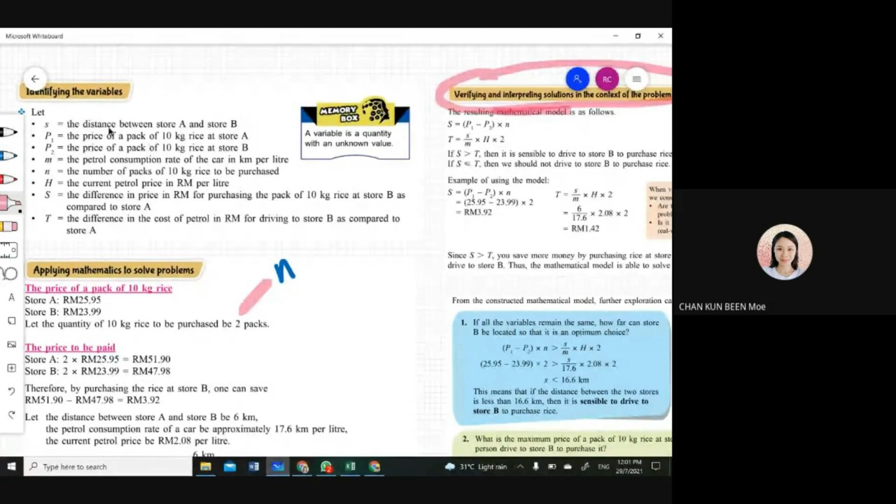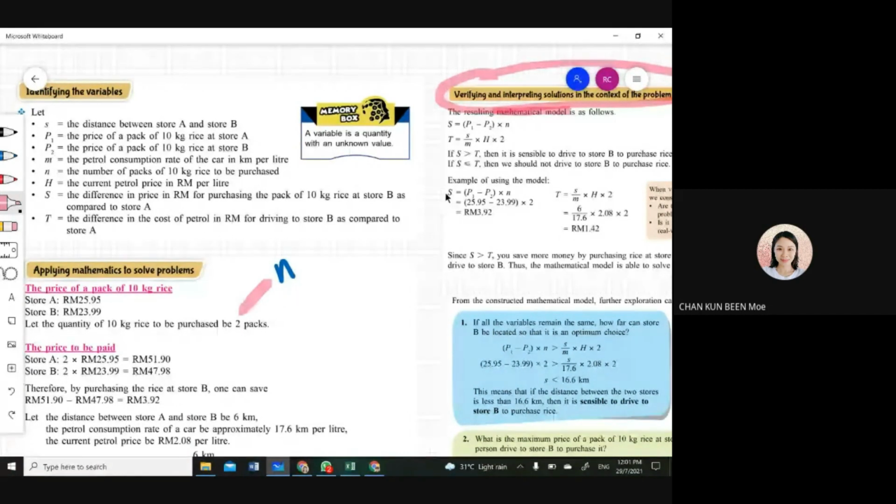S is the distance between store A and store B. M is the petrol consumption rate of the car in kilometer per liter. Hopefully you still remember, this is the one, 76 kilometer per liter. After that, multiply by H. That's the current petrol price, and times 2 because going and coming back.